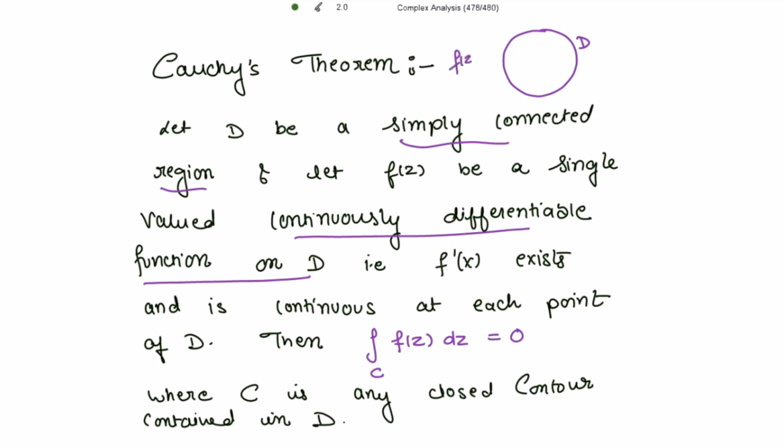This f(z) is continuously differentiable. Differentiable means f'(z) exists at each point in D, and also it is continuous. Then the integral of f(z) over the closed contour C is equal to 0. So for the closed contour which is contained in D, the integral of f(z) over this closed contour C is 0. Right? This we need to show.